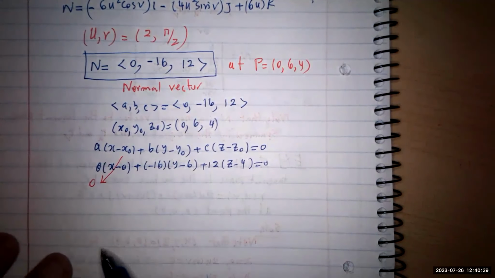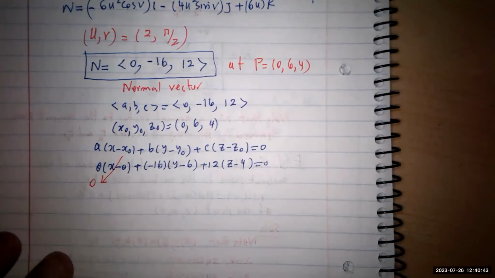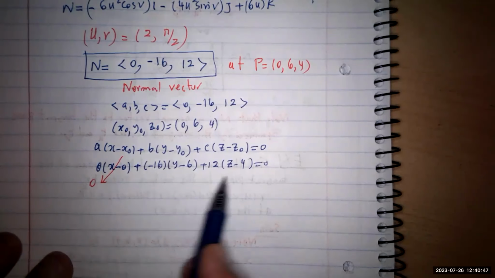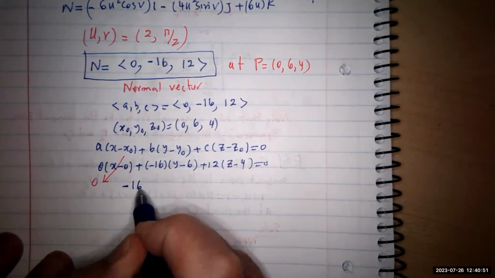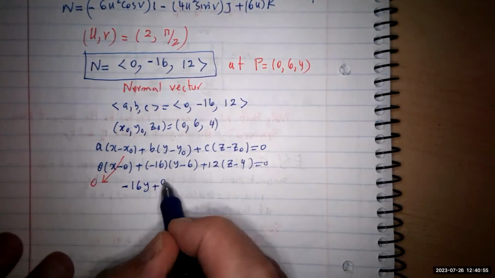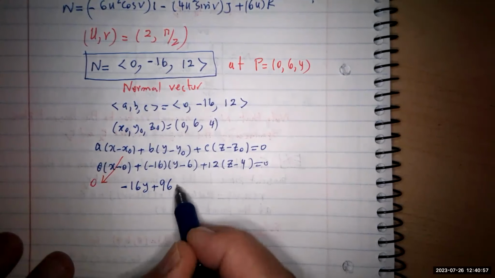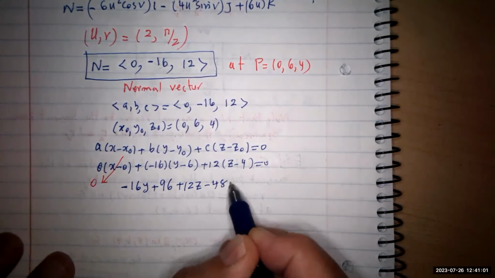And over here, this is going to be negative 16. Eventually we have to simplify it. So it's going to be negative 16y plus 96, and that would be 12z minus 48 equal to 0.